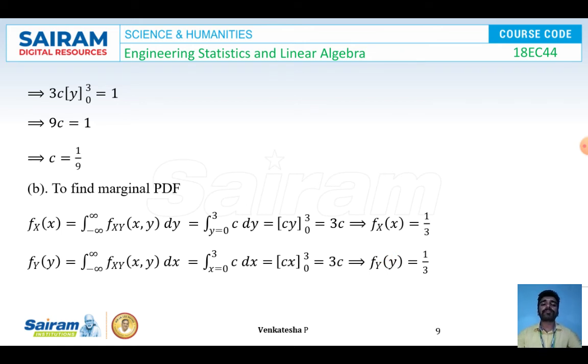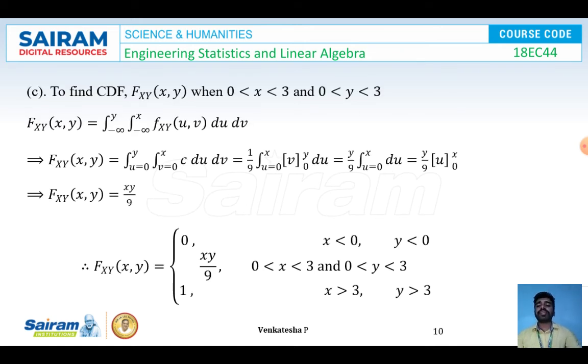Now I am going to find the joint CDF. To find the joint CDF, the formula is given by F_XY(x, y) is equal to the integration from minus infinity to y, integration from minus infinity to x, f_XY(u, v) du dv. So by using the limit x varies from 0 to 3 and y varies from 0 to 3 here, I got the expression F_XY(x, y) is equal to the integration v varies from 0 to y, u varies from 0 to x, c du dv. Since c is equal to 1 by 9, it's a constant, so I'm taking it outside.